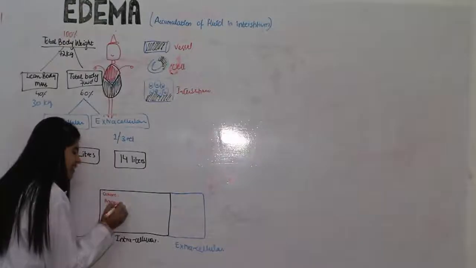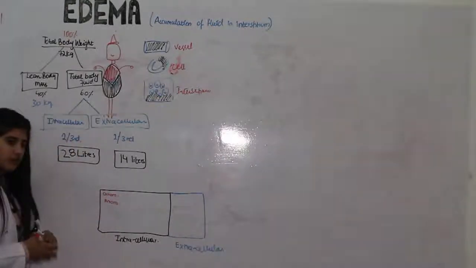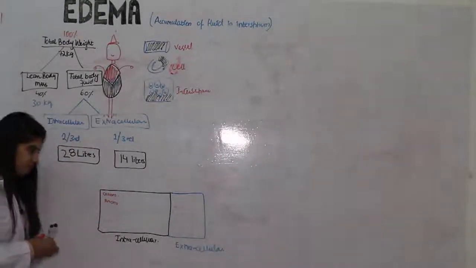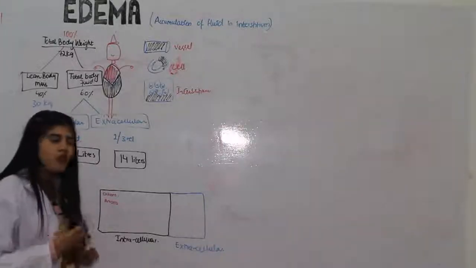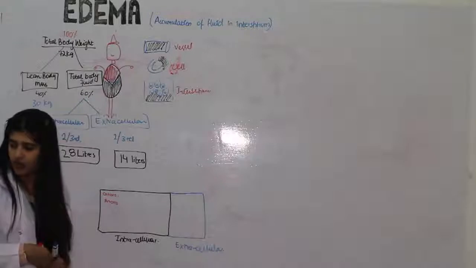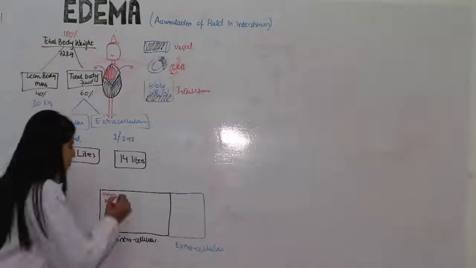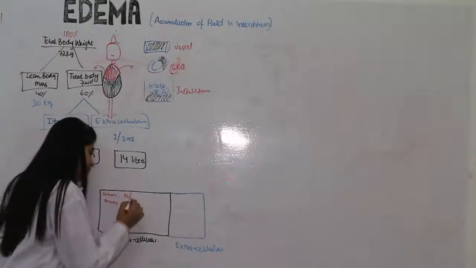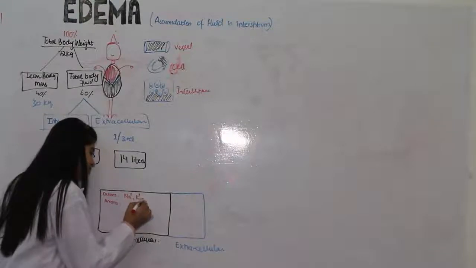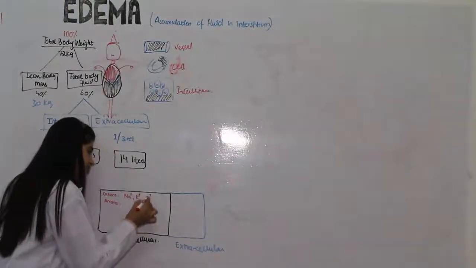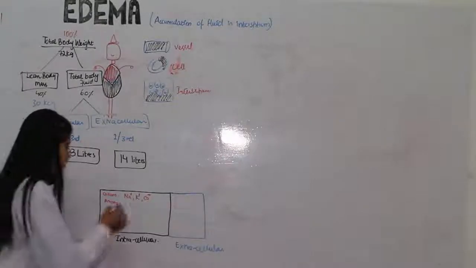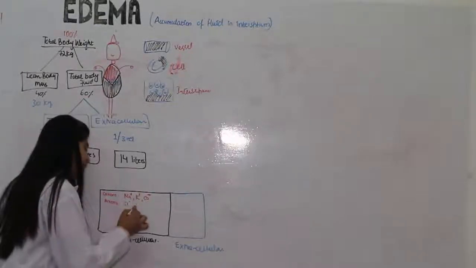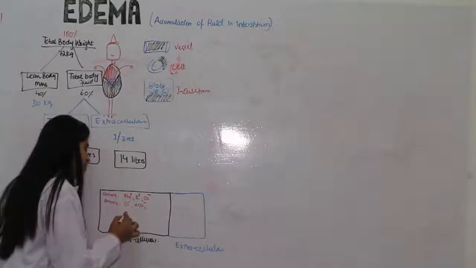What kind of cations and what kind of anions are there? Cations means positive charges. So what are the positive charges present inside our cell? Sodium, potassium, calcium. And what are the anions present over there? Chlorine, yes, it could be chlorine. It could be bicarbonate. It could be proteins. Proteins are negatively charged.